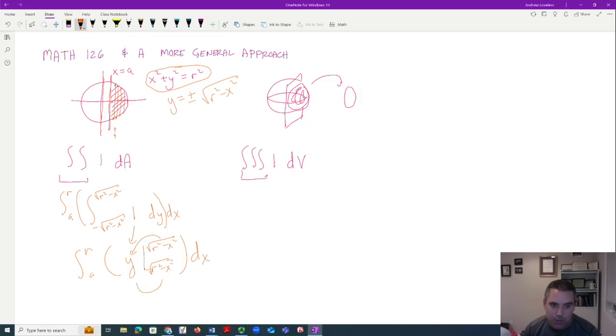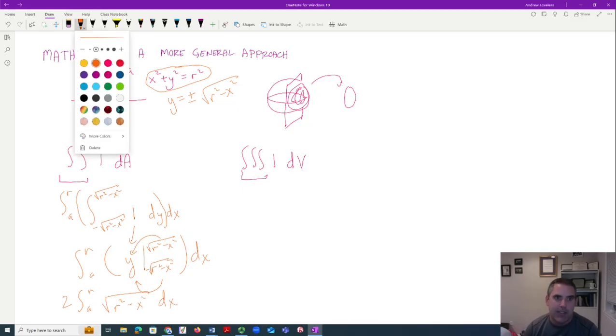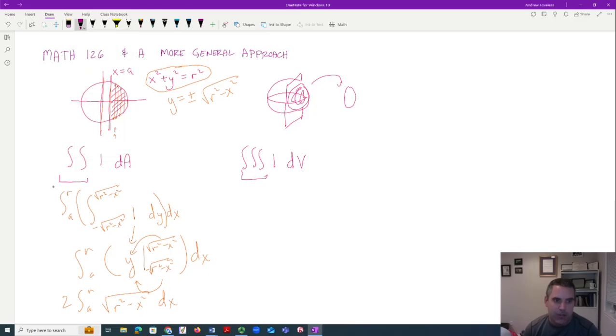And you should notice that when you plug that in, you're going to get this minus the negative, so you're going to get 2 times the integral from a to r of the square root of r squared minus x squared, which is the same thing we got before. The reason I'm saying this is easier to generalize to higher dimensions is because, without having to adapt or think of top and bottom, we can naturally extend this.